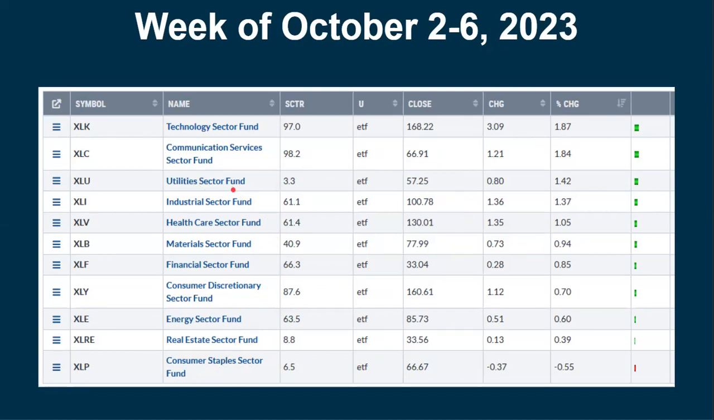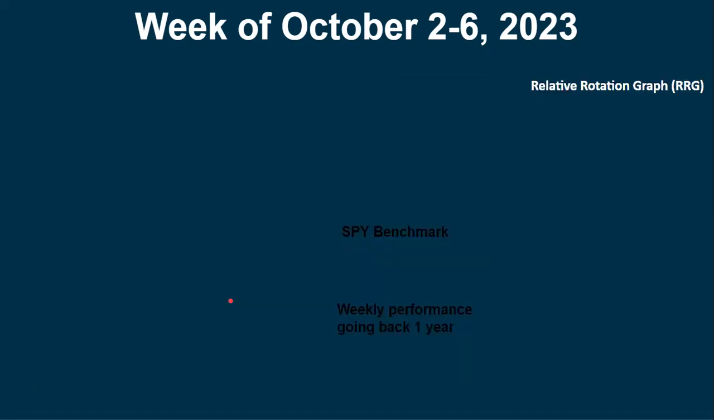They bounced back up a little bit this past week, and I'll show you some charts of that. Discretionary, near the bottom, was up, but not by very much. It's kind of the third strongest area that we've been watching so far this year.